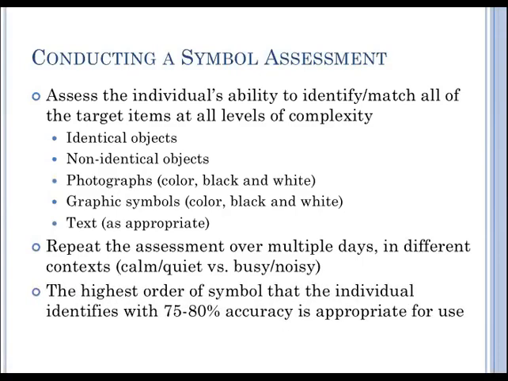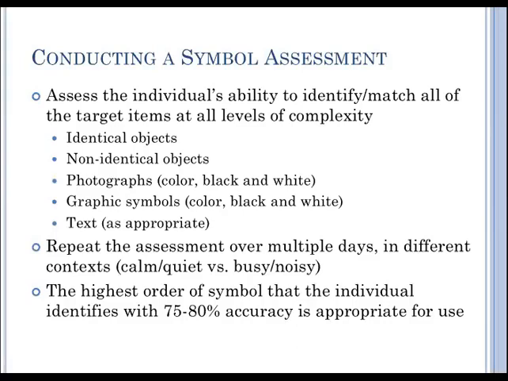Certainly when you do a symbol assessment, chances are that students are not going to reach 100% accuracy, and that's okay. You're looking for about 75 to 80% accuracy, where most of the time, with most things, they're able to identify the symbols that you're presenting, whether they be photographs or picture communication symbols or whatnot. And you can teach the rest. But you're kind of looking for what do they understand most of the time, and that's what you'll select, okay?